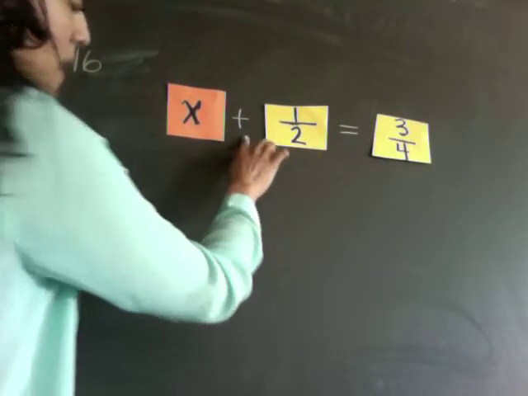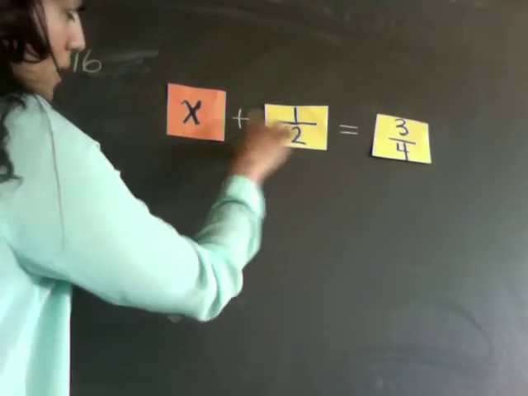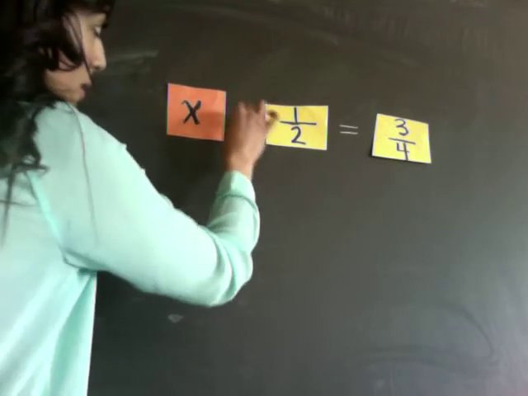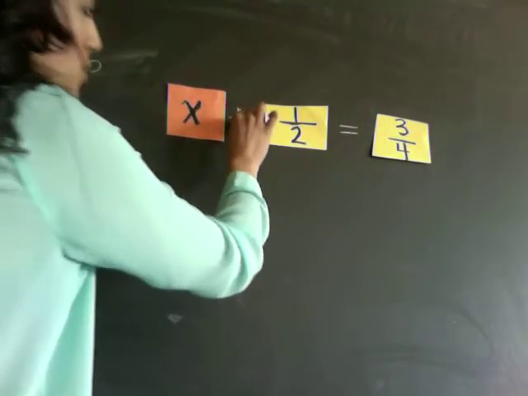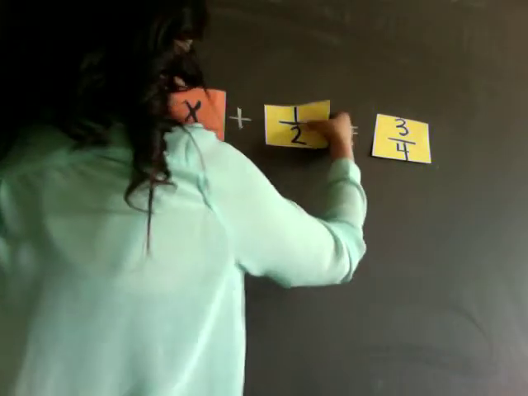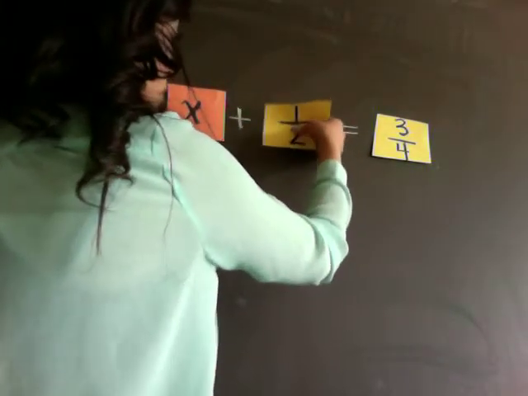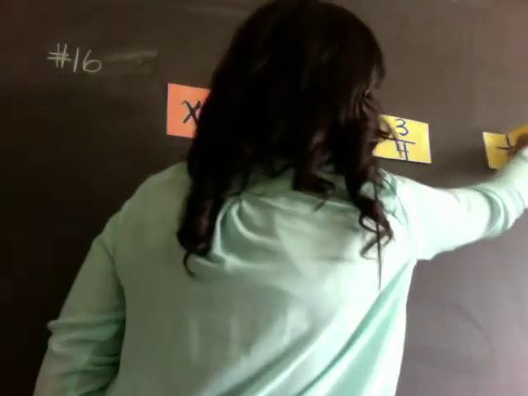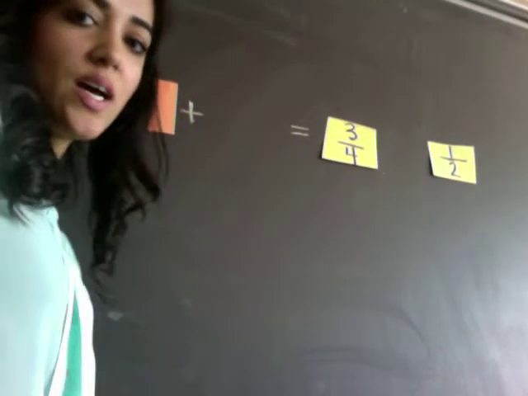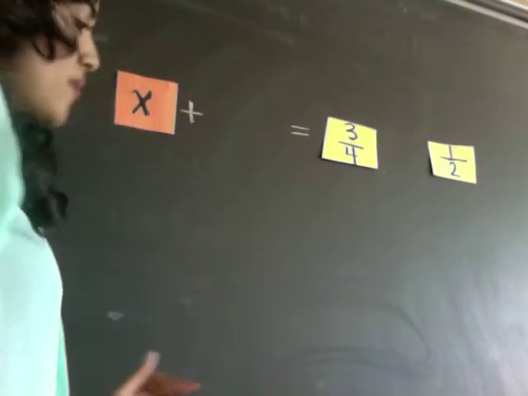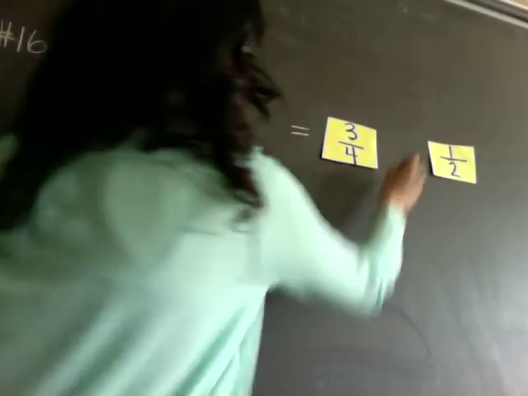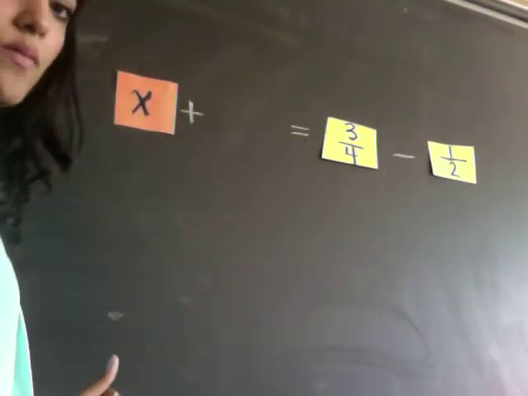Right now, the sign in front of the 1 over 2 is an addition sign. So what you want to do is you want to bring it to the other side, and by doing that, you're going to change this into a subtraction sign. So we want to move this onto this side and change the sign so that it is now a subtraction in front of it. Okay?